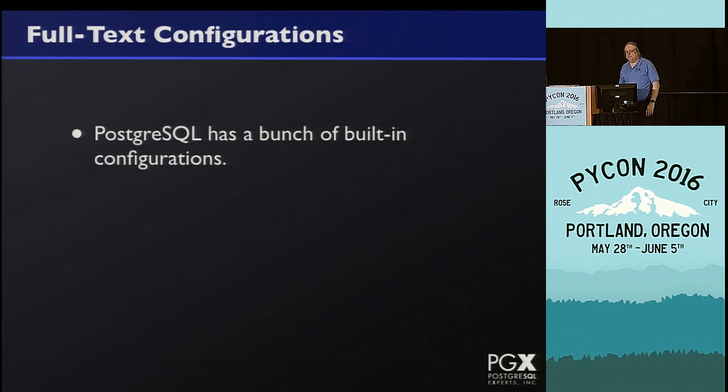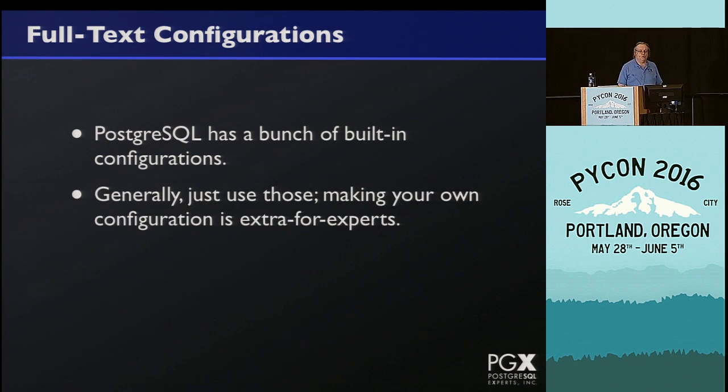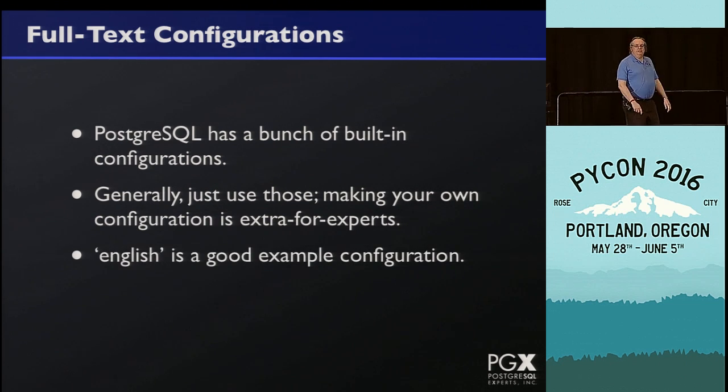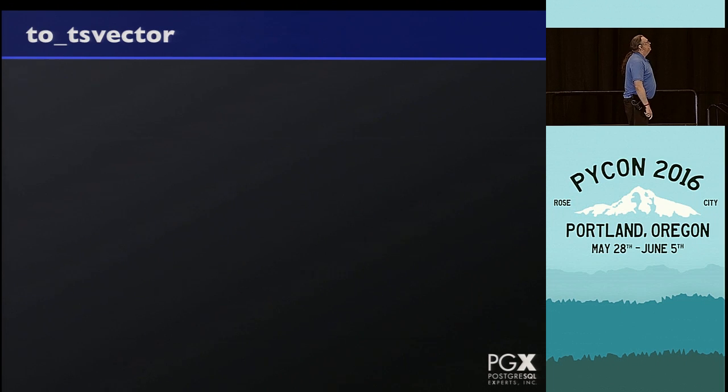Postgres ships with a bunch of built-in configurations, which is good because it's totally a pain in the neck to create a new one. So generally just use those. For example, if you're searching text in English, you're going to be using the English configuration, and you don't have to worry about any of this stuff. It just all works for you by magic, which is nice.